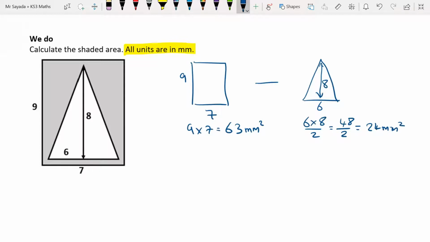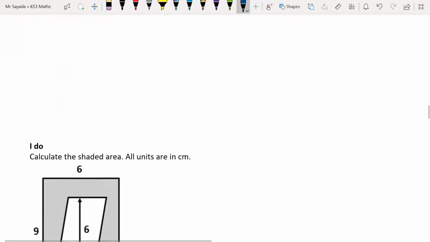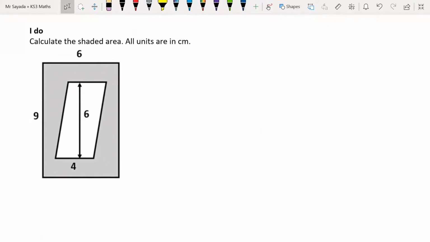So what's the last step we need to do to find the shaded area? Say your answer now. We need to do 63 minus 24, which is 39 millimeters squared. Let's do some more examples. Here's the next example. Pause the video to read it, press play once you've read it.